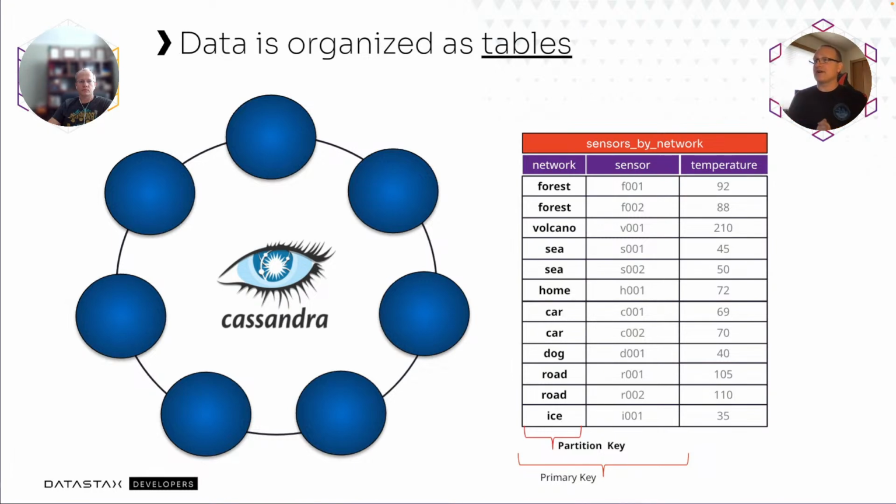So here we have our sensors by network table, thinking about an IoT type of temperature sensor network. We have two sensors out in the forest on that network, and two sensors underneath the other network. Simple enough. If you want to query all sensors for a network, that's really easy to do. The cool thing is that those rows for forest are stored together on the same node.